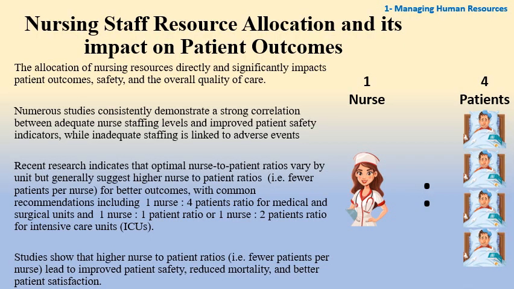Recent research indicates that optimal nurse-to-patient ratios vary by unit but generally suggest higher nurse-to-patient ratios, that means fewer patients per nurse, for better outcomes, with common recommendations including 1 nurse to 4 patients ratio for medical and surgical units, and 1 nurse to 1 patient ratio, or 1 nurse to 2 patients ratio for intensive care units, ICUs. Studies show that higher nurse-to-patient ratios lead to improved patient safety, reduced mortality, and better patient satisfaction.